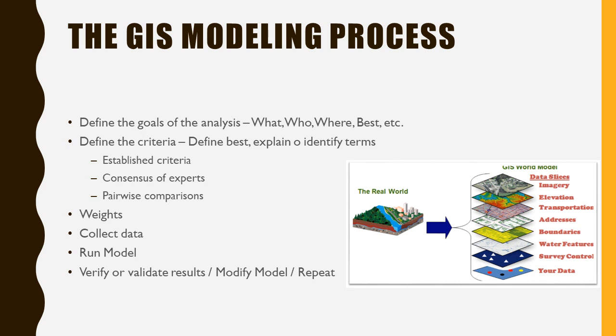You look at things like the consensus opinions of experts and pairwise comparisons. And ultimately, what you're going to do is take all these data layers that represent reality at some level, and to them, you're going to assign weights. You might just need to go out and collect data because you don't have any. You'll run your model. And once you do, you can verify it, validate it, see what the result comes down to, modify it, try again until you make a model that works.